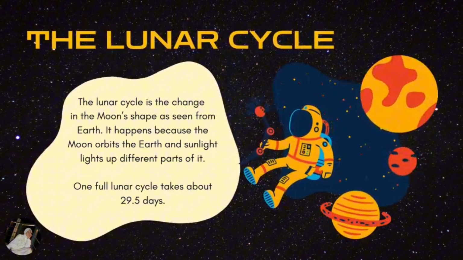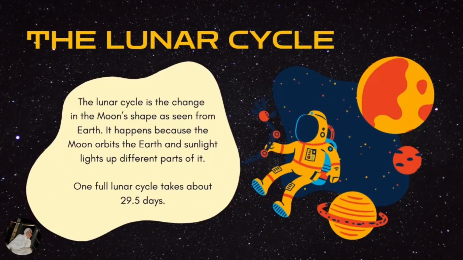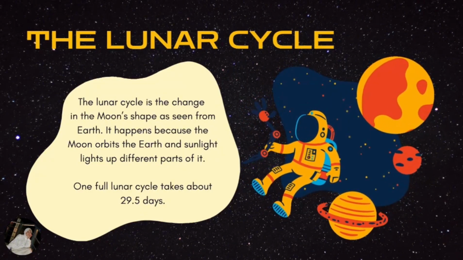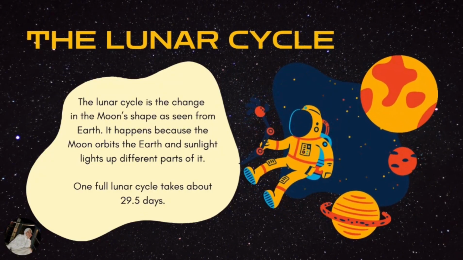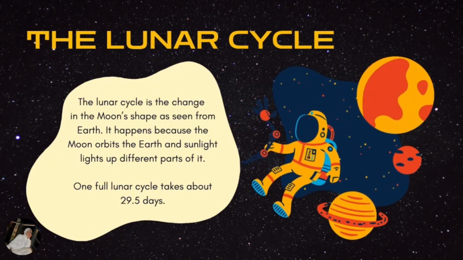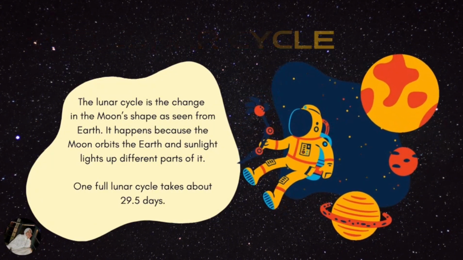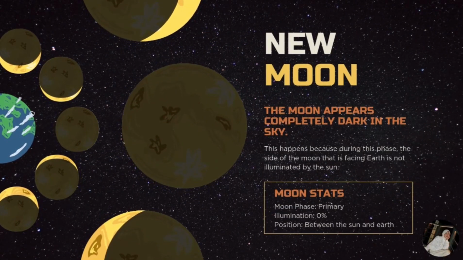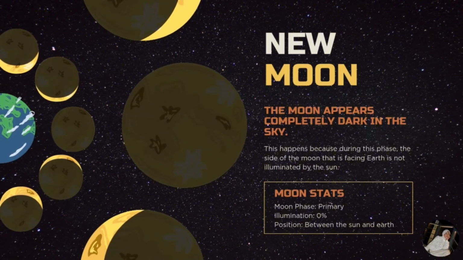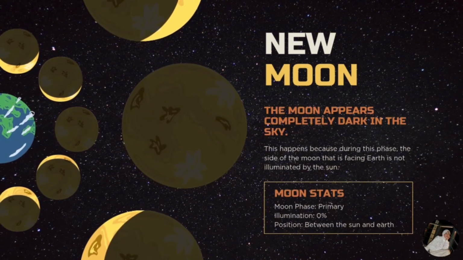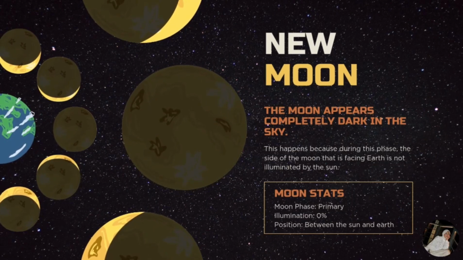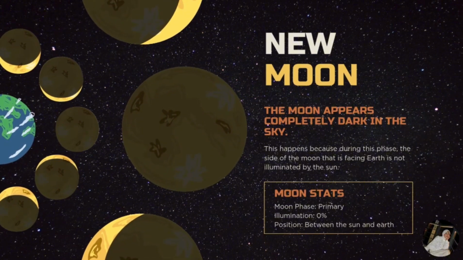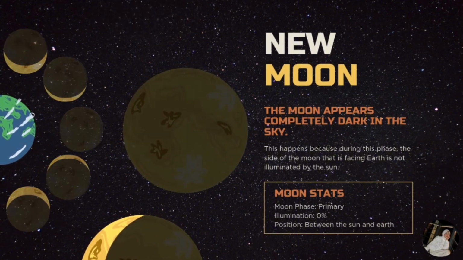The lunar cycle. The lunar cycle is the change in the Moon's shape as seen from Earth. It happens because the Moon orbits the Earth and sunlight lights up different parts of it. One full lunar cycle takes about 29.5 days. New Moon. The Moon appears completely dark in the sky. This happens because during this phase, the side of the Moon that is facing Earth is not illuminated by the Sun. Moon state for phase is primary, illumination is 0%, position between the Sun and Earth.